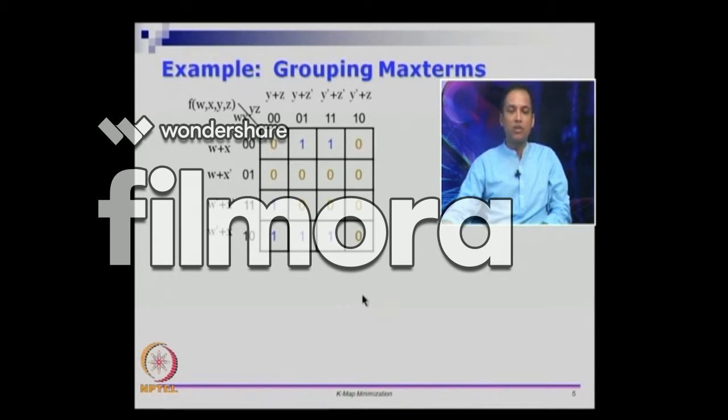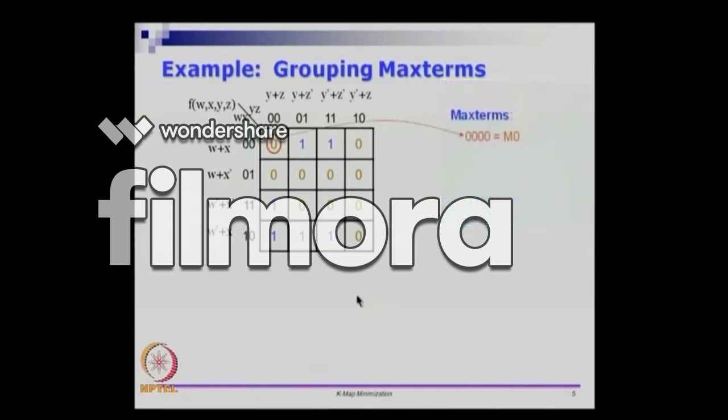So let us start with what are all the different max terms. Each 0 is a max term. So this corresponds to the max term capital M0, which is the same as w plus x plus y plus z. You can see that by doing a logical OR of this with this. So w plus x or y plus z, that is the term 0 0 0 0. This term corresponds to the row w plus x and the column y bar plus z. So this is w plus x plus y bar plus z.